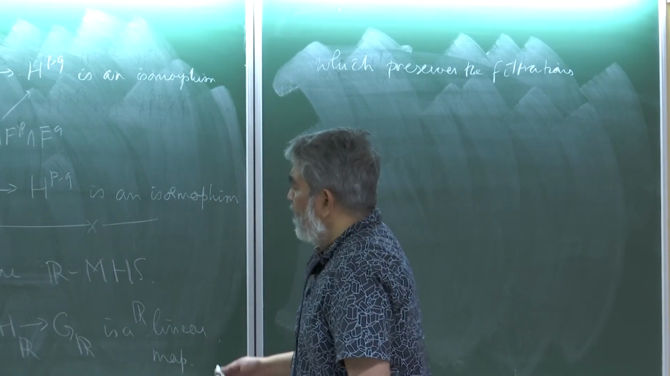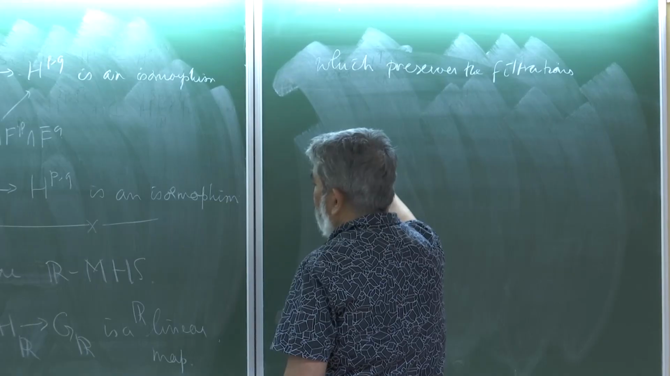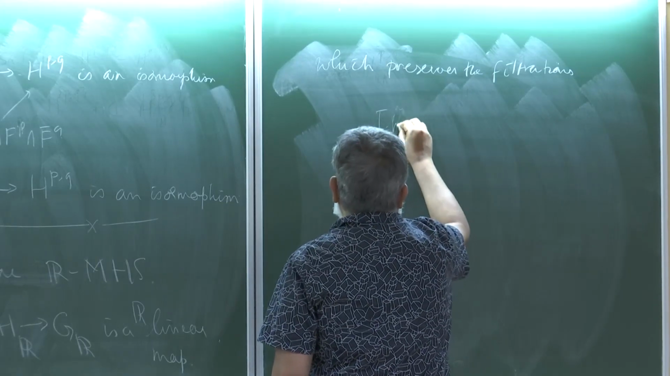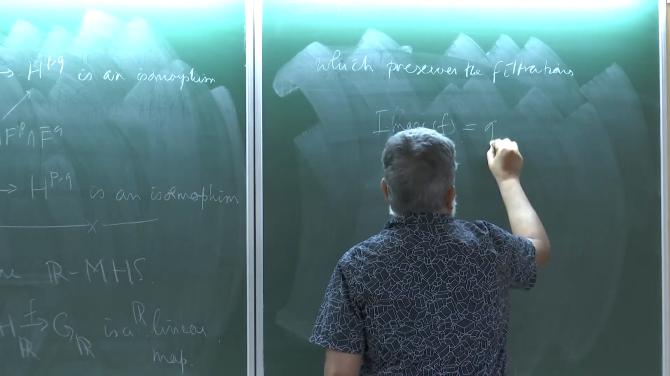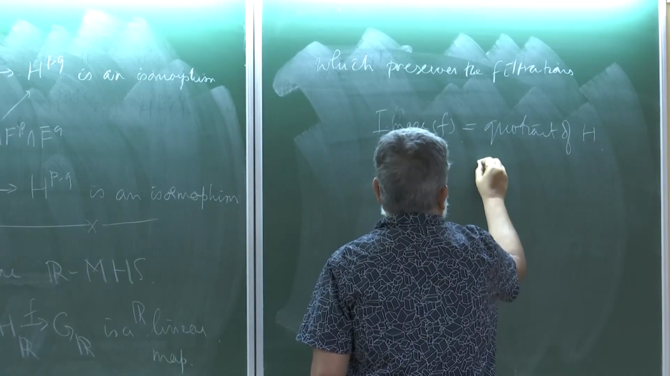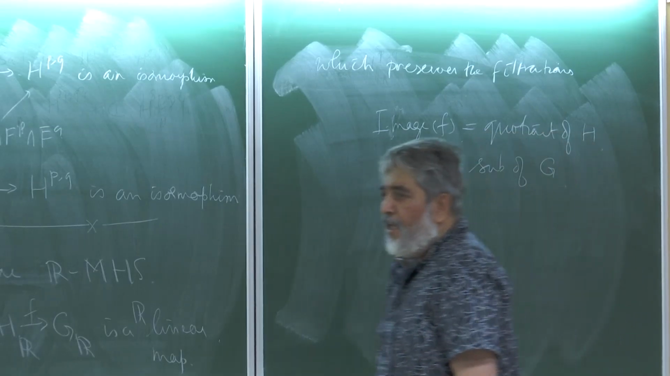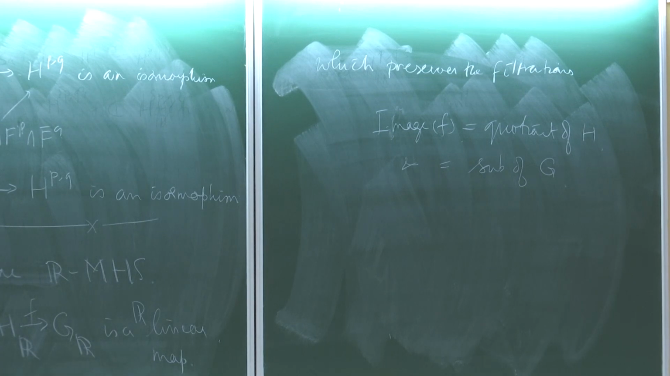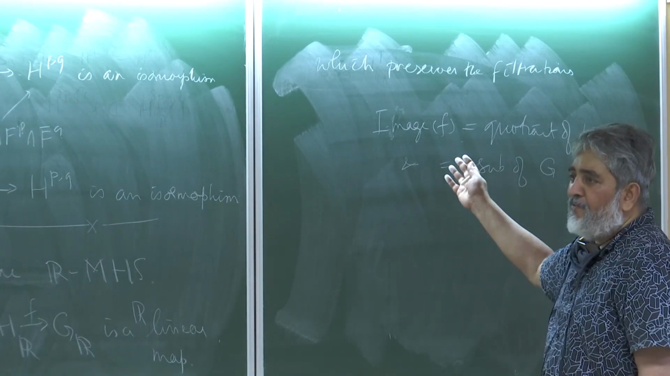There is a little bit of a catch. The point is that if I look at the image of f, then it is a quotient of H, and it is a sub of G. So technically you could get a filtration on it from H as the quotient of H. You could also get a filtration as a sub of G, and there's no reason a priori that they are the same. One is contained in the other because it's a morphism which preserves filtrations, but that's all you know.